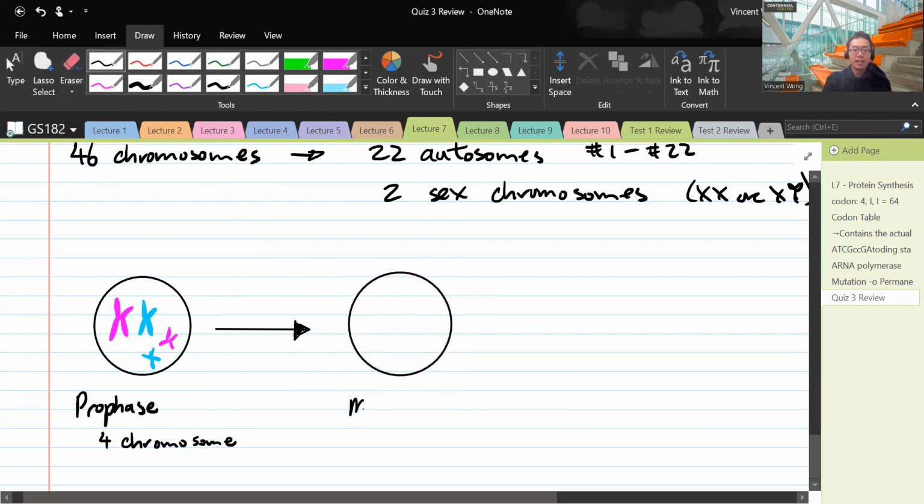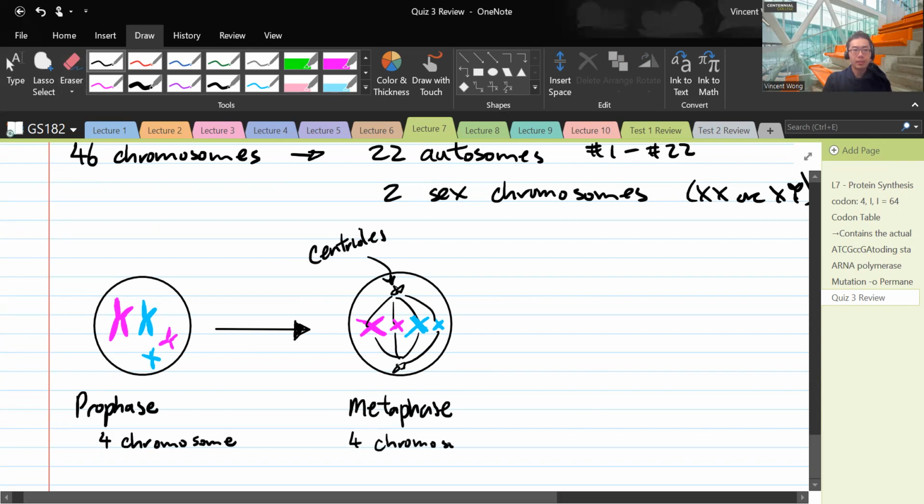After the prophase is the metaphase. In metaphase, they all line up in the middle, like that. And of course, you have the spindle fibers here, doing a tug of war and trying to put them in the middle. And these things are the centrioles. So how many chromosomes here? Still 4. They are still stuck together.